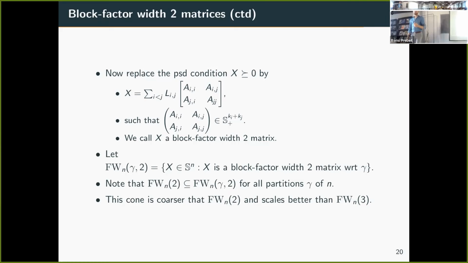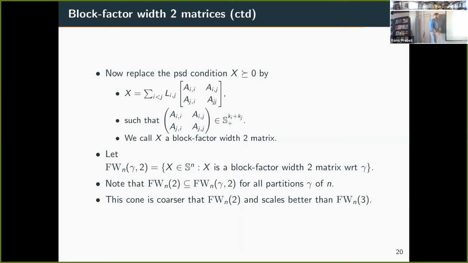Okay, and these matrices, so a matrix X that arises this way is called a block factor with two matrix. And we can define our new cone, which also depends on the partition that we use, and that would be then a block factor with gamma 2 cone. So that is defined in this way, and we see that the factor with 2 cone is contained in the factor with gamma 2 cone for all partitions of n.